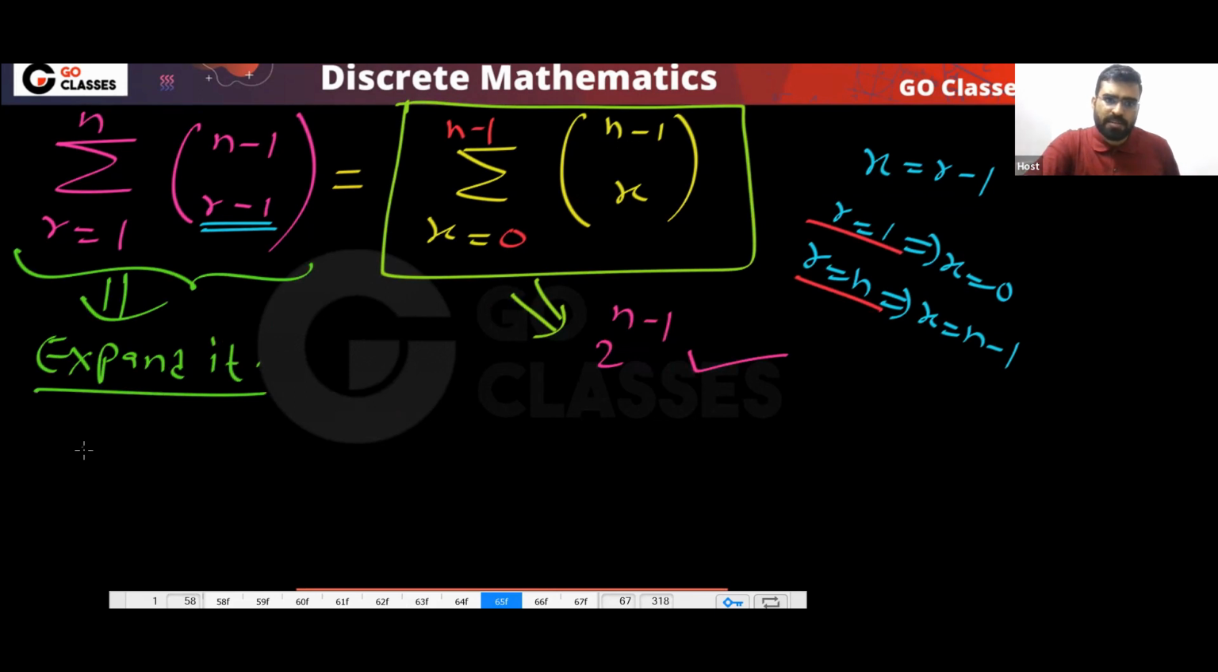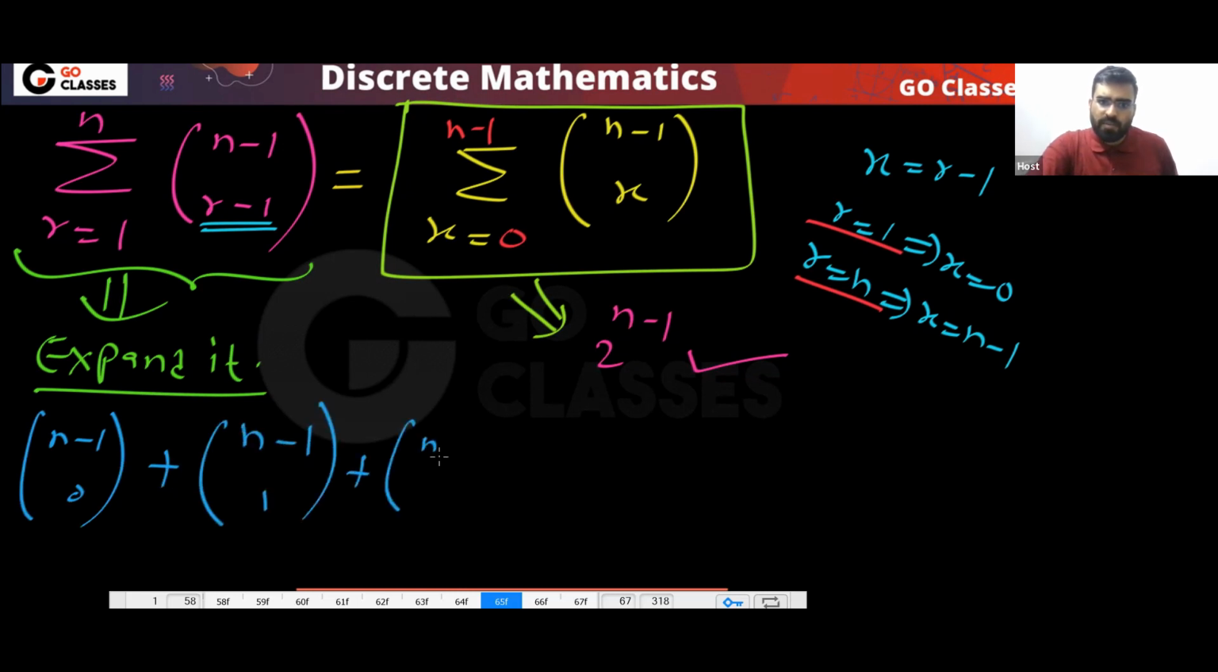Expand it. What will you get? If you put r equal to 1, then you will get n minus 1 C0. Put r equal to 2, you will get this. Put r equal to 3, you will get this. Put r equal to n, you will get this.